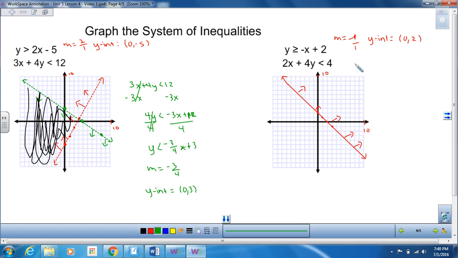So subtract 2x from both sides. So you get 4y is less than negative 2x plus 4. Divide everything by 4. Since you're dividing by a positive, it doesn't flip your sign. But negative 2 divided by 4 is 1/2. Reduce your fraction. 4 divided by 4 is 1. So my y-intercept is 1. My slope is 1/2, so up 1, right 2.